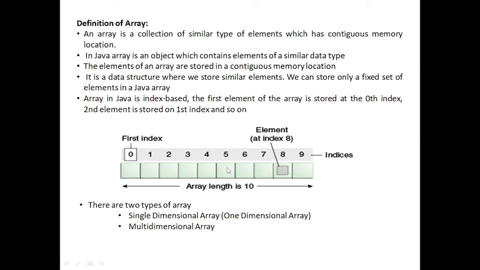Another one is that an array is going to store a fixed set of elements. If the capacity of the array is 5, we have to store only 5 elements or less than that, but not more than 5 elements. This is the basic definition of the array. In the next class, we are going to discuss different types of arrays.